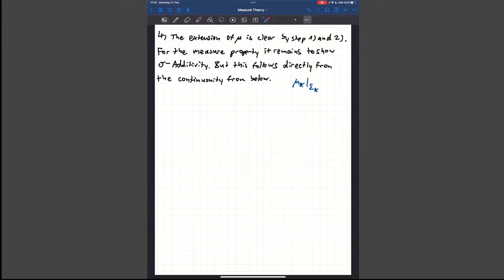And for the measure property, we need to show that sigma additivity holds. And the sigma additivity holds by the continuity from below. So if you take A_n, a sequence of sets which are pairwise disjoint in M, and you use the continuity from below, you're done then. So this wasn't too hard to prove. Let's move on. Step 5. Our extended measure space is complete.